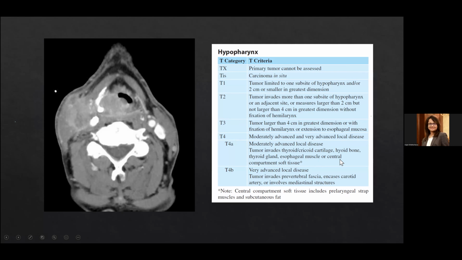Now, this is not always identified very nicely in CT. For involvement of the esophageal mucosa, direct inspection is much, much better. And esophageal muscle involvement is very nicely seen on CT.